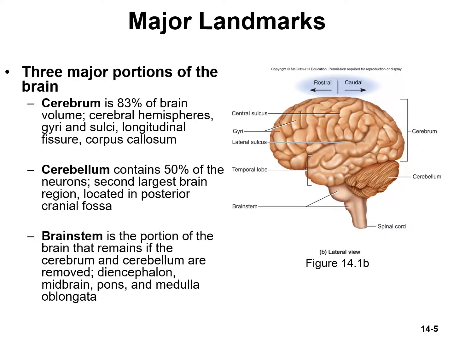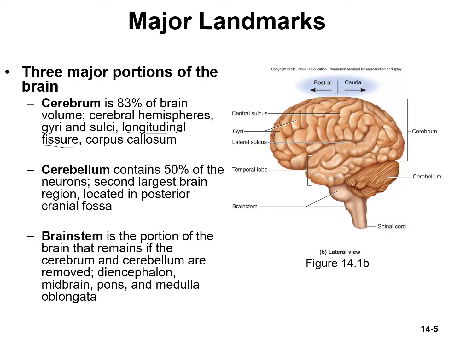Okay, so the cerebrum is about 83% of brain volume, so definitely the major portion of the brain. It consists of two cerebral hemispheres, left and right hemispheres, which are separated by a fissure or a gap known as the longitudinal fissure. The folds are known as gyri.